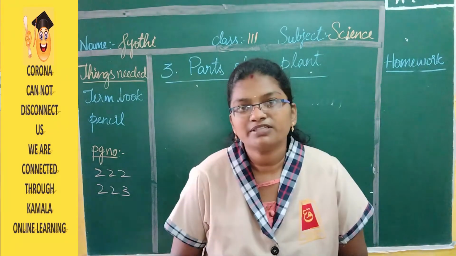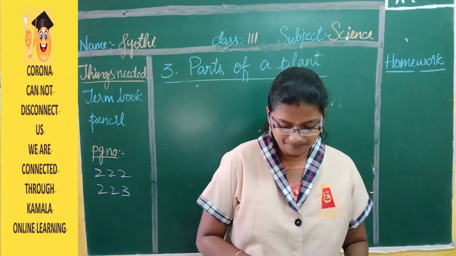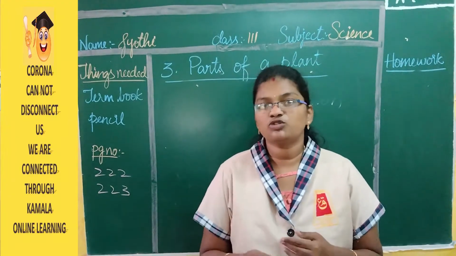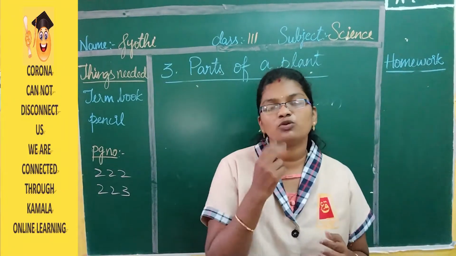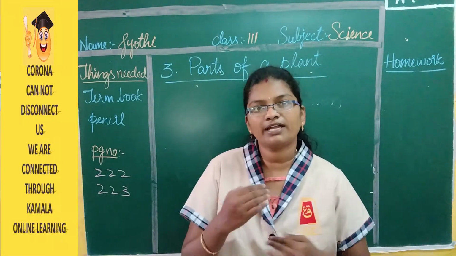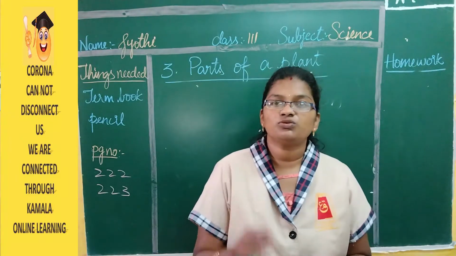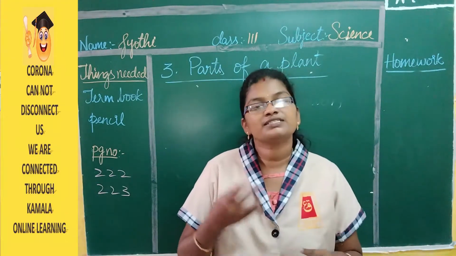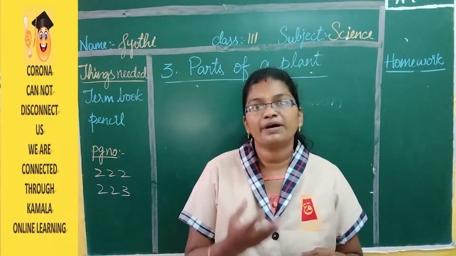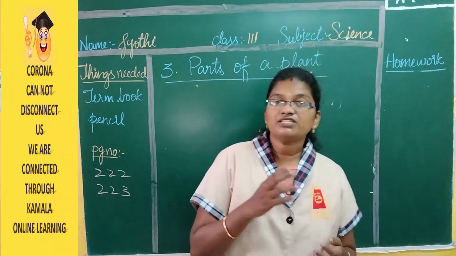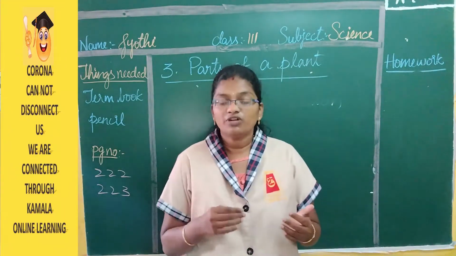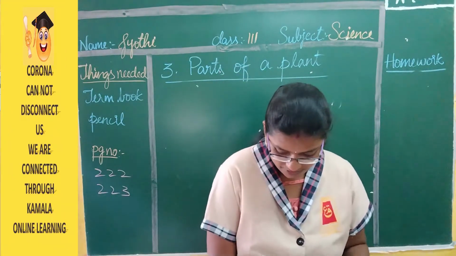So we are in lesson number 3, that is parts of plant. We have learned about the root system and shoot system. In the root system, there are two types of roots, taproot and fibrous root. And in the shoot system there are different parts. The main part is the stem, then branches, leaves, flowers, buds, fruits. In the previous class we learned about the stems and leaves. Now today we will learn about the flowers.